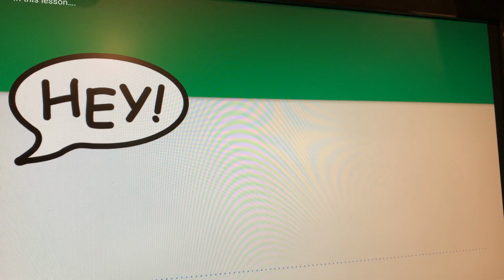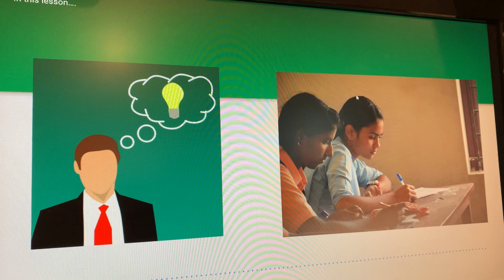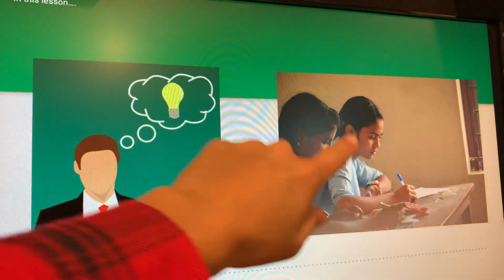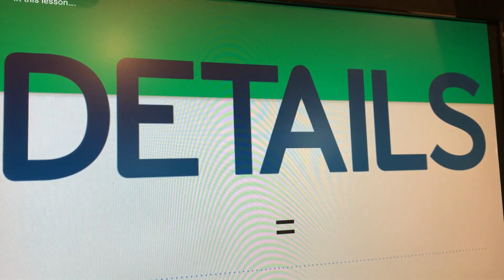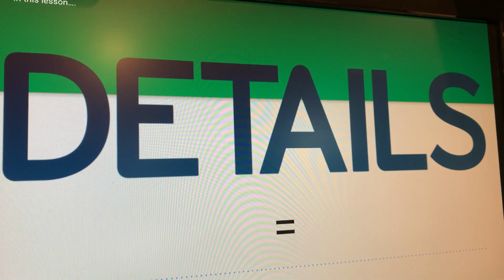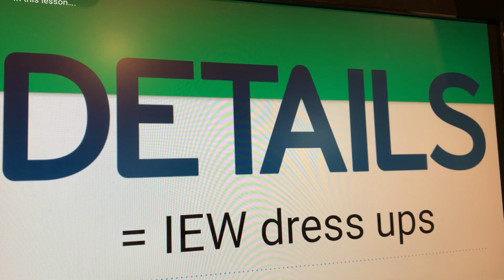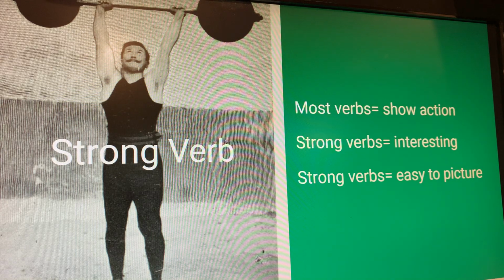So you're going to learn some IEW techniques called dress-ups to help you do this, to make your writing more descriptive. You may think something, but when you actually write it out, it needs to be more descriptive. And details are what's going to help make that happen, which brings us to IEW dress-ups. Our IEW dress-up for this week is strong verbs.